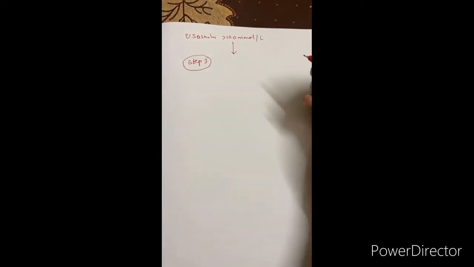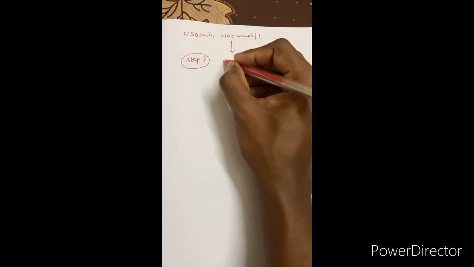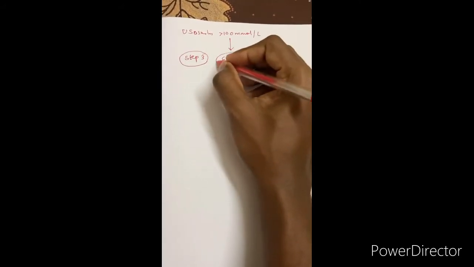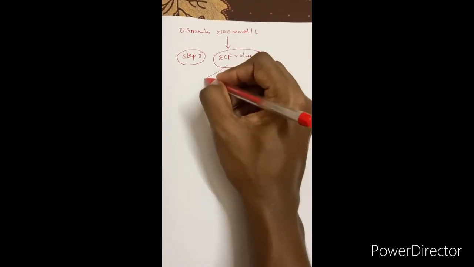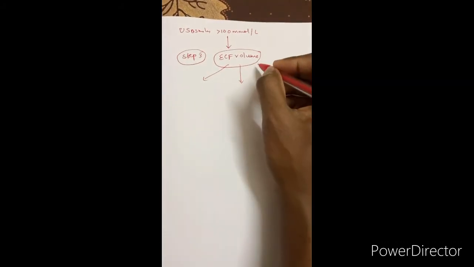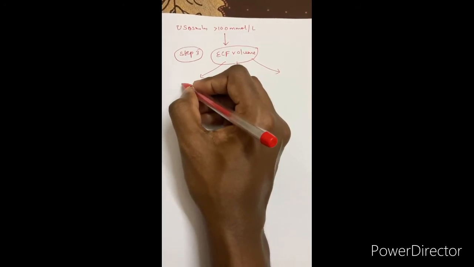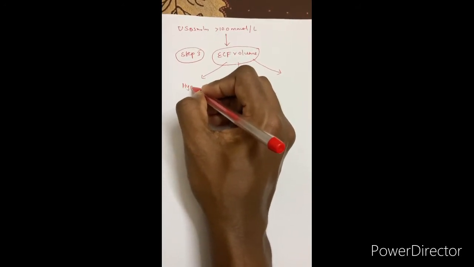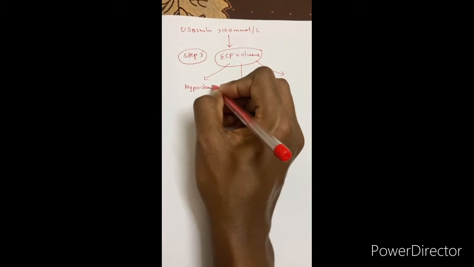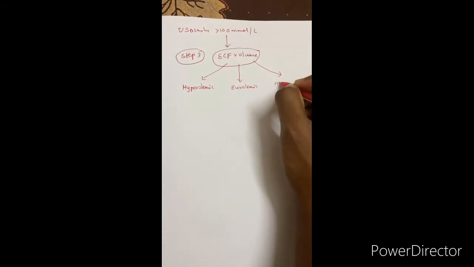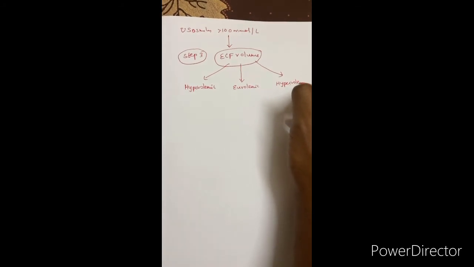So you have to assess the volume of the extracellular fluid. Extracellular fluid volume assessment is step 3. Depending upon the extracellular fluid volume assessment, you are classifying this hyponatremia into 3 parts. It may be either hypovolemic hyponatremia, or euvolemic hyponatremia, or hypervolemic hyponatremia.